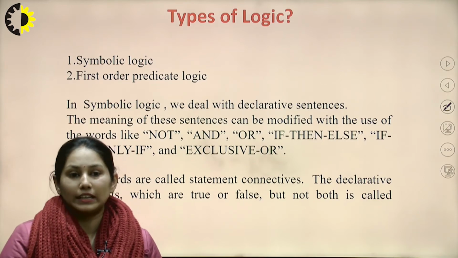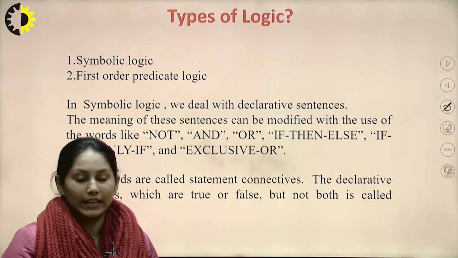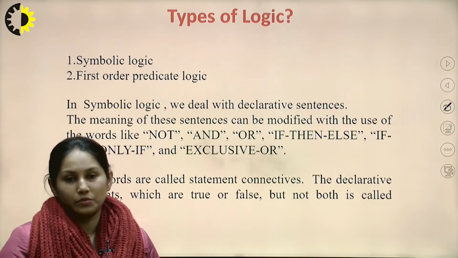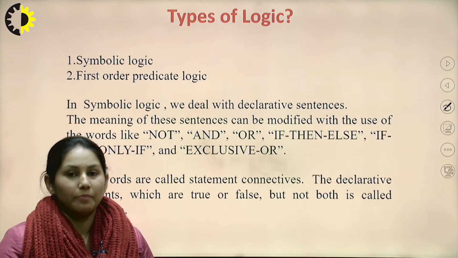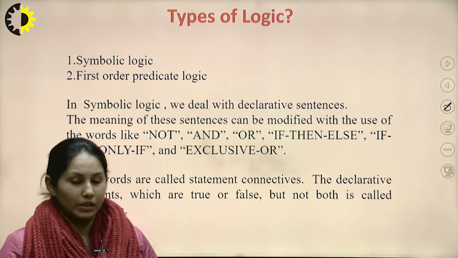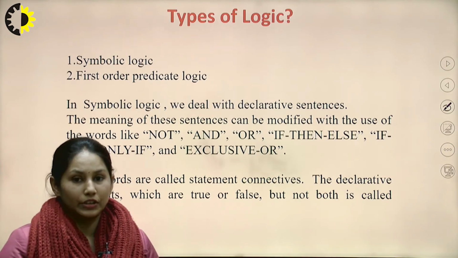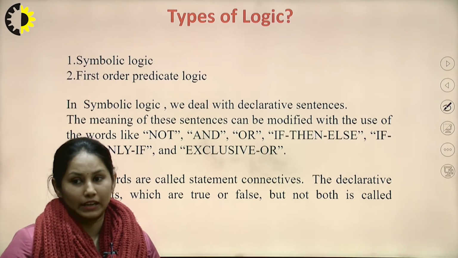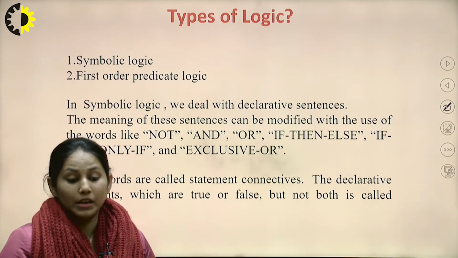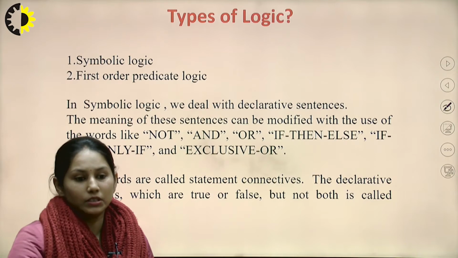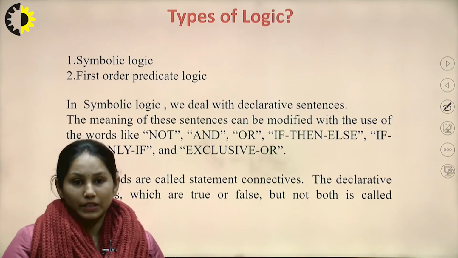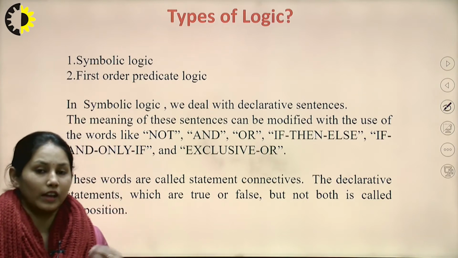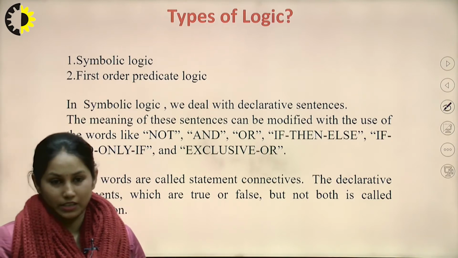So what are declarative sentences here? You have to declare something, for example, I am going to school and my friend is also accompanying me. This is a kind of declaration, where I am declaring that this is the thing that is going to happen or is going on. So symbolic logic is the logic which deals with declarative sentences.